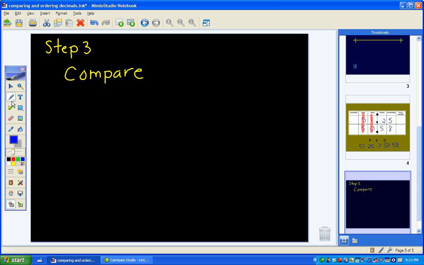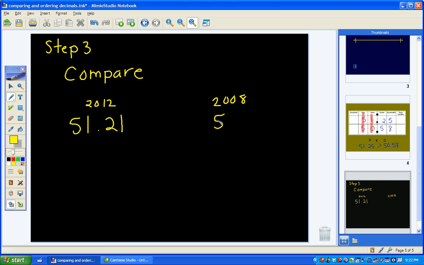Alright, let's take some more information. In 2012, he did the exact same race, the 100 meter, in 51.21 seconds, or we could say 51 and 21 hundredths of a second. And we'll compare it back. This was in 2012, the one that just happened, the 100 meter. And in 2008, back in Beijing, he did it in 50.58 seconds, or 50 and 58 hundredths of a second. So we're going to compare those two.